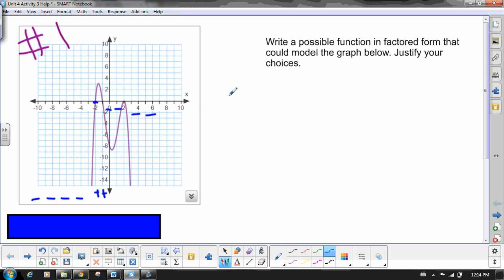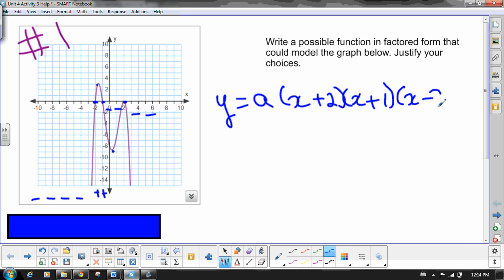Now, to write the equation, we want to identify our zeros. So I see I have a 0 here, 0 there, and then I have a 0 here. The fact that we have a maximum, a minimum, and then another maximum means that it has to be a quartic function. So I have y equals a, and then I'm going to have x plus 2, I'm going to have x plus 1, because -2 and -1 are zeros. And then I'm going to have x minus 2, and I'm going to square that because it's a double root.